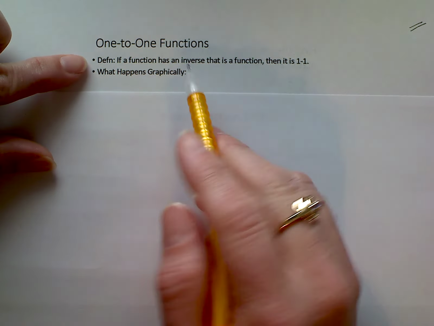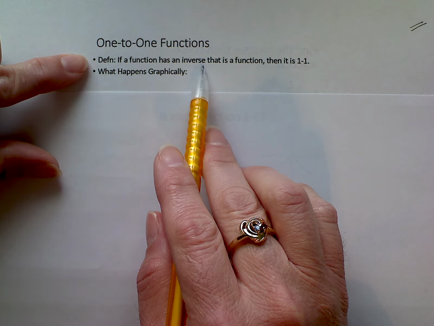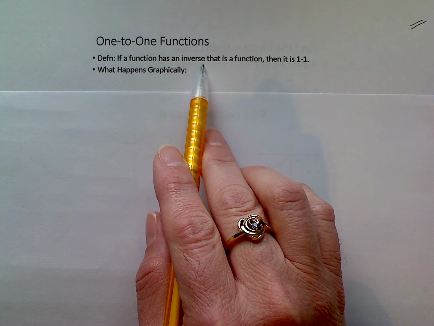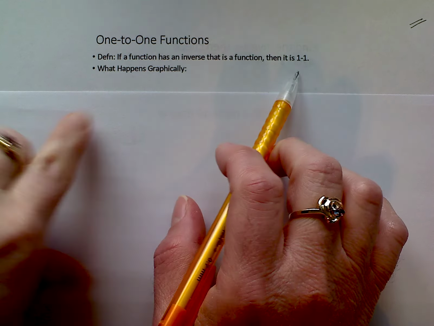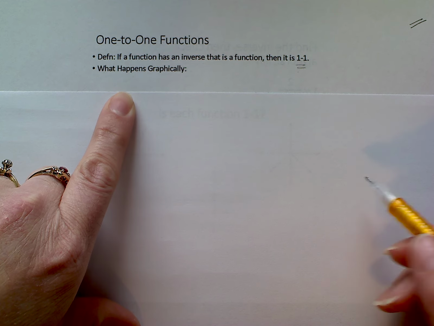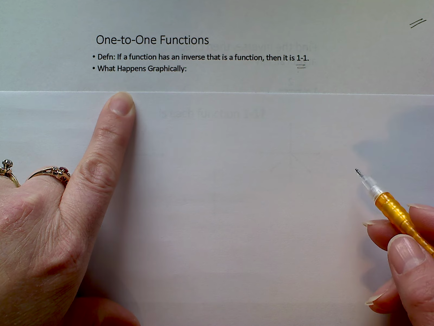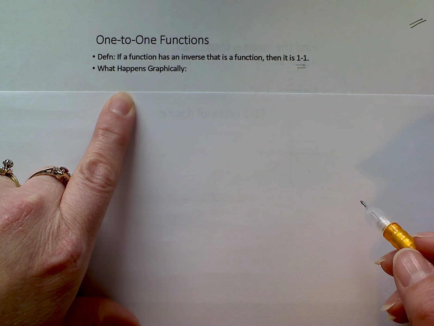In other words, if I have a function and it has an inverse that is a function, then we call it one-to-one, and this is the shorthand for one-to-one. It's like a score, right? We're keeping score. Every x has its own y, every y has its own x.